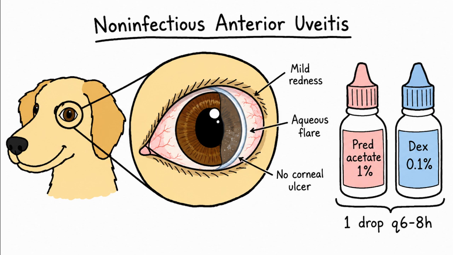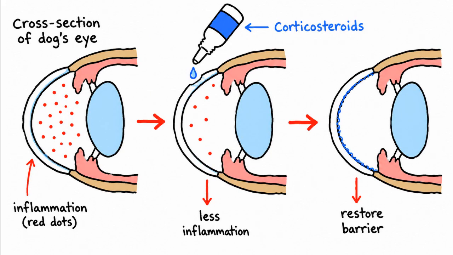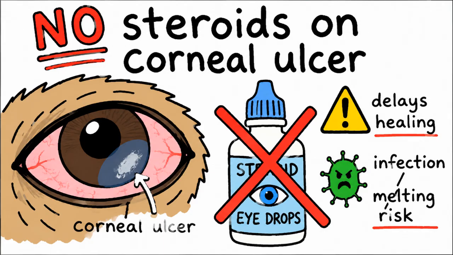For non-infectious anterior uveitis without a corneal ulcer, prednisolone acetate 1% or dexamethasone 0.1% ophthalmic medication may be administered as one drop approximately every 6 to 8 hours. More frequent administration may be needed for severe inflammation under veterinary supervision. These corticosteroids reduce inflammatory mediator production and help restore the blood-aqueous barrier. They must not be used over a corneal ulcer because they delay healing, suppress local immunity, and increase the risk of corneal infection or melting.